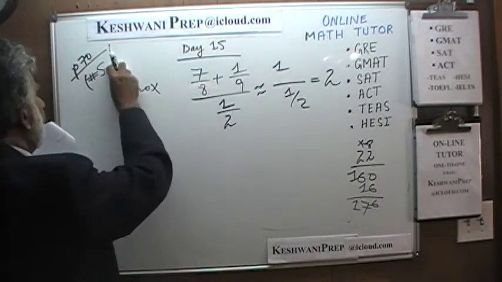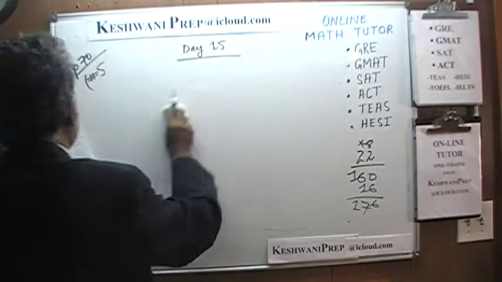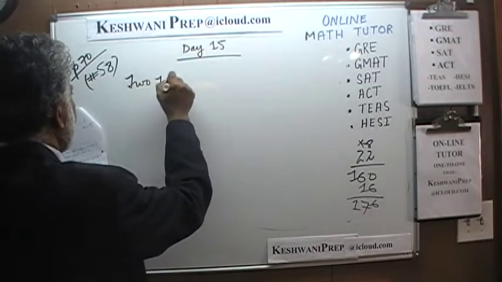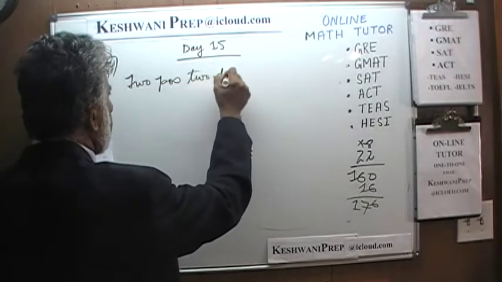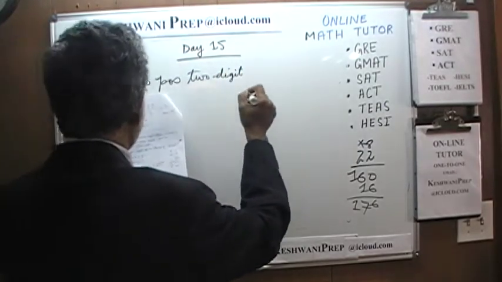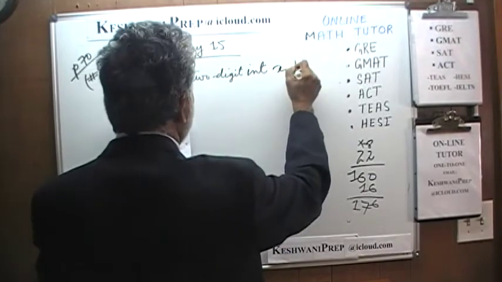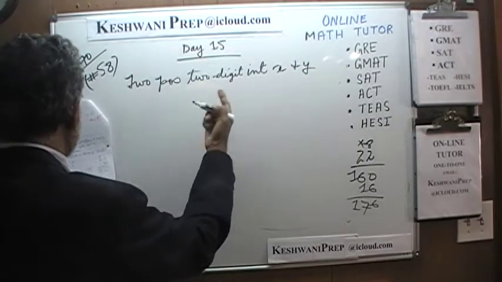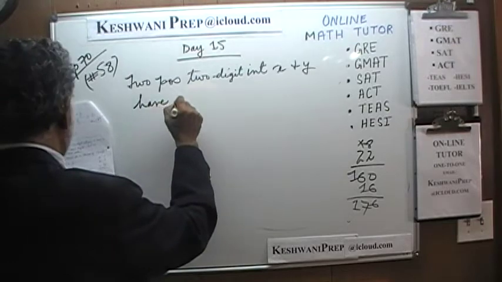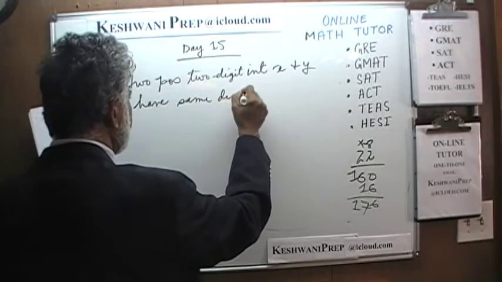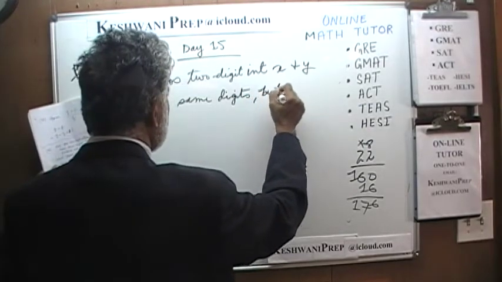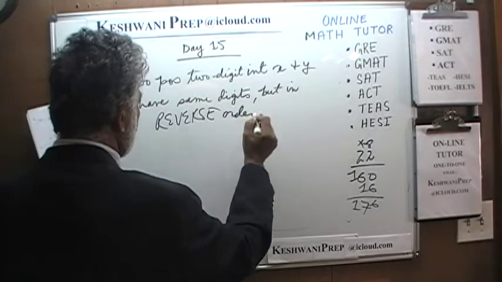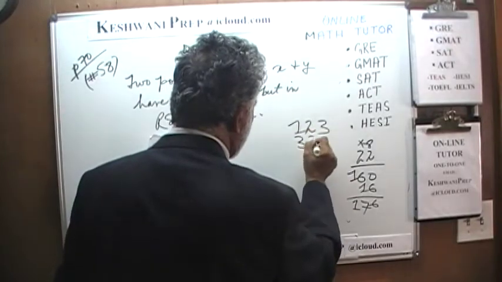Number 58. Number 58 says that we have 2 positive two-digit integers, x and y. We have positive two-digit integers. Two positive two-digit integers, x and y, have same digits, but in reverse order. In other words, if one happens to be 1, 2, 3, the other one is 3, 2, 1.